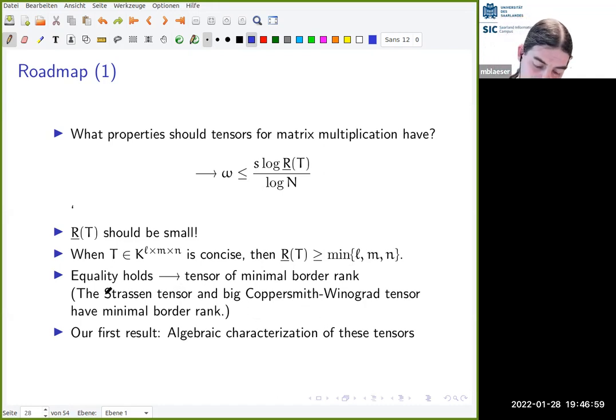For instance, the Strassen tensor, which he uses in the laser method, and also the big Coppersmith-Winograd tensor, which I didn't show you, but which is used for the better upper bound of 2.37, they all have minimal border rank. So this is exactly the setting we are in. These tensors are characterized in terms of complexity, so the border rank should match the dimension. And the first thing that we could do is give an algebraic characterization of these tensors.